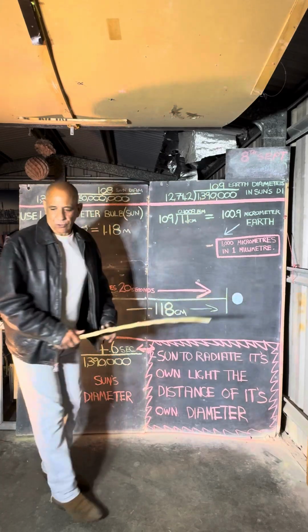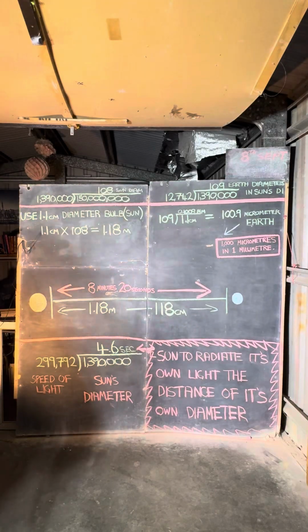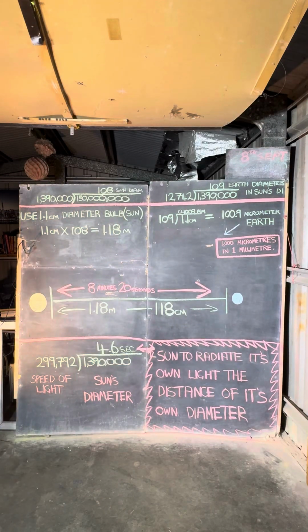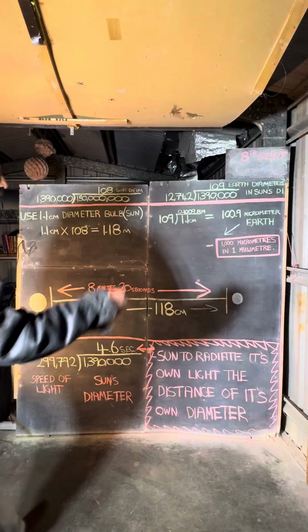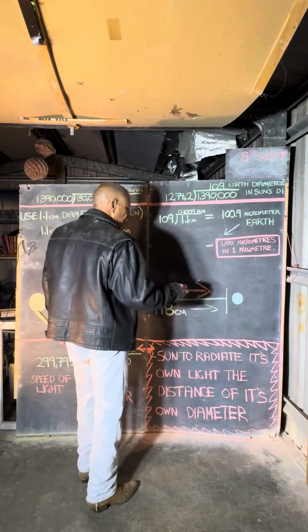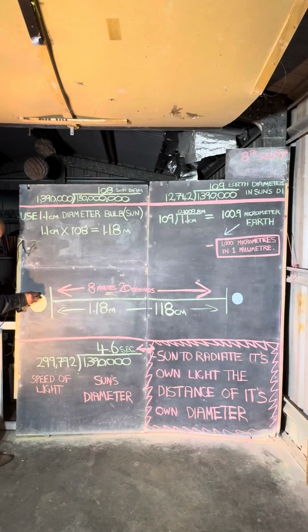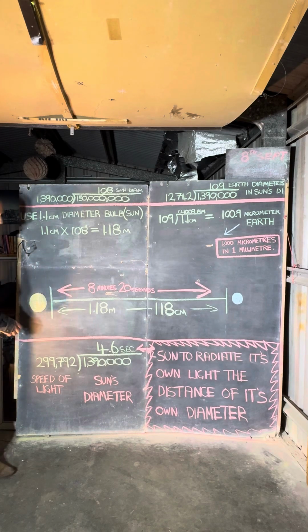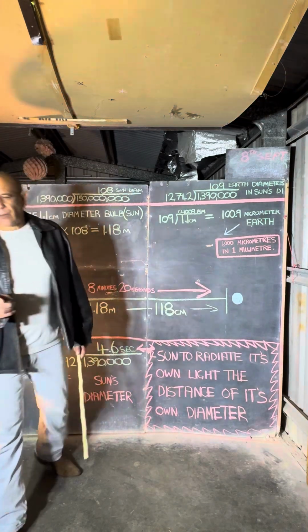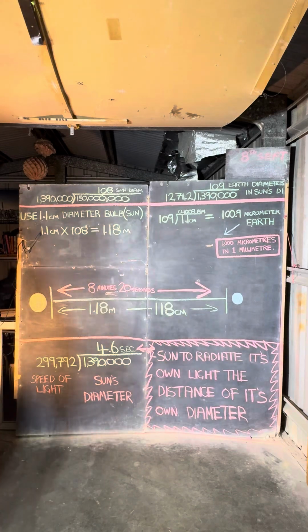So everybody knows that little gimmick, isn't it? Everybody likes to bring that up. Oh, there are 109 Earths in the sun. So we'd have 1, 2, 3, 4, 5, 6, 109 Earths. All right, that's how many Earths are in the sun's diameter.